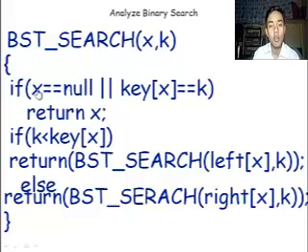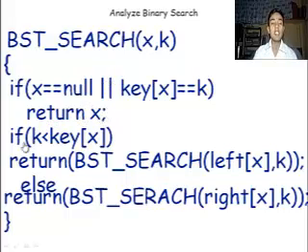If x is equal to null or key of x is equal to k, then return x. That is, if the index of the middle term is equal to null, then this function will return null, and if the element present at the middle term is equal to k, that is the element to be searched, then it will return the index of the middle term.